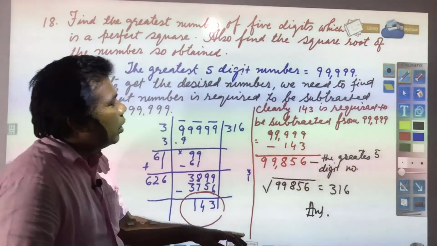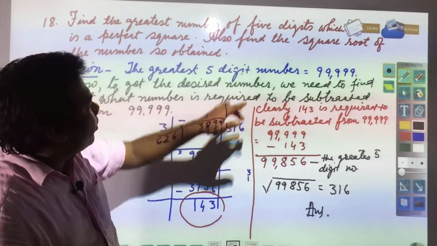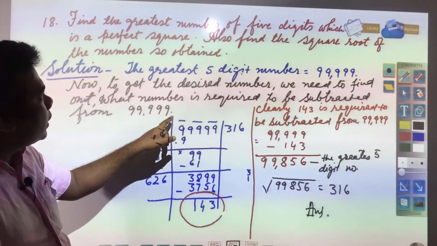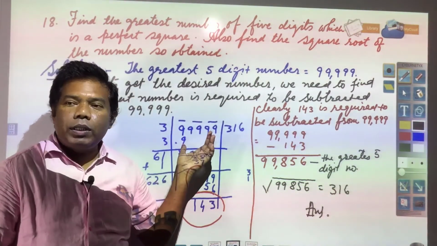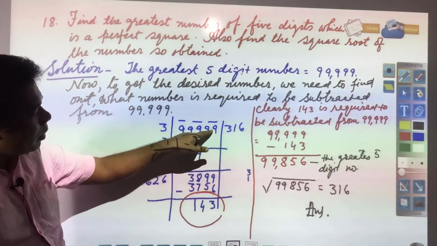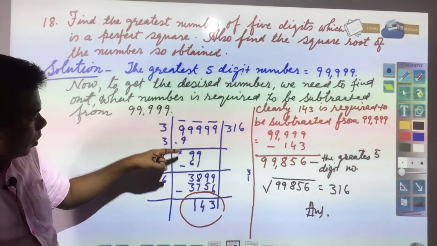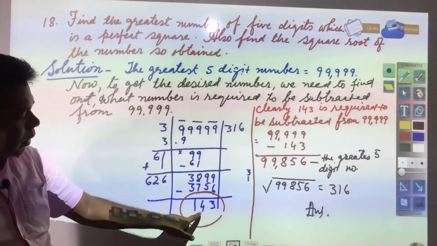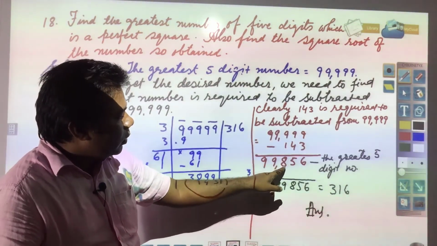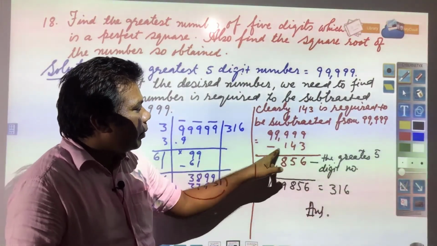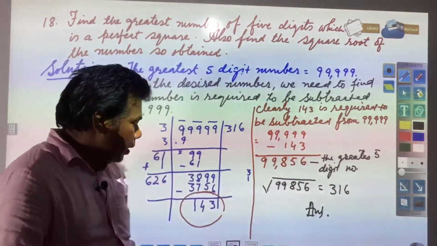So, in this way you need to find out your answer. So, what you had to find out? Find the greatest 5 digit number. Greatest number of 5 digits you have is 99,999. Then we need to see what number is required to be subtracted from this number, so that we will get a perfect square of 5 digit number. So, remainder what you have got is 143, this number is required to be subtracted from here. You subtracted and you have got 99,856. So, this is the greatest 5 digit number which is a perfect square, and square root of this number is 316.